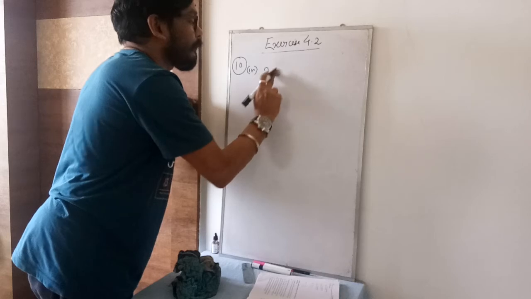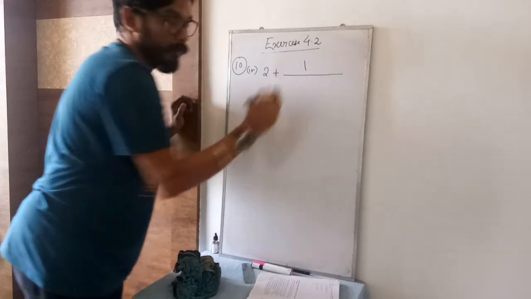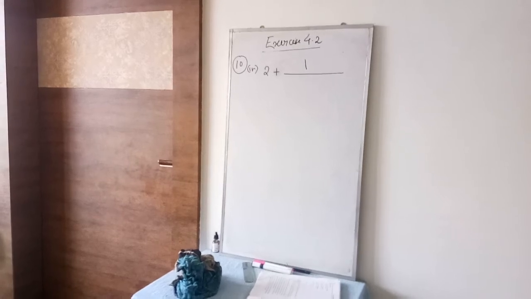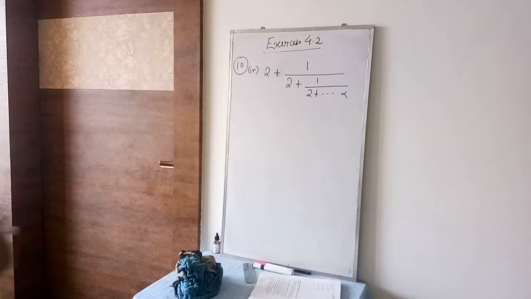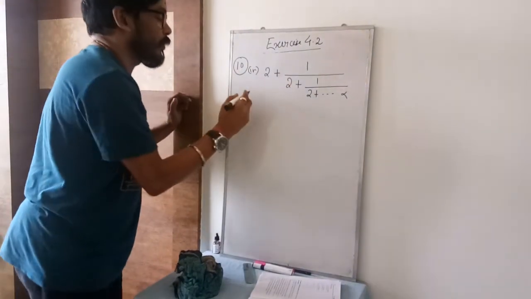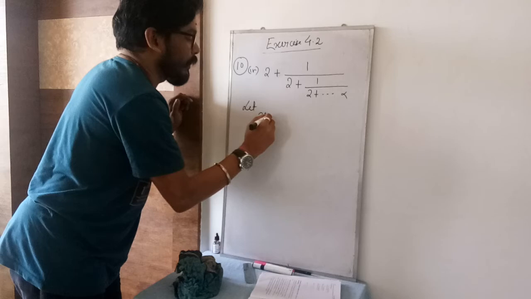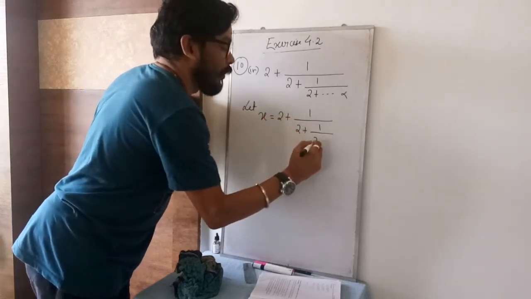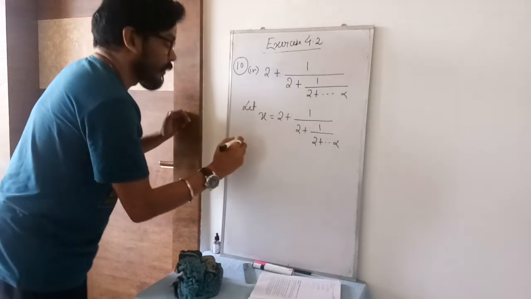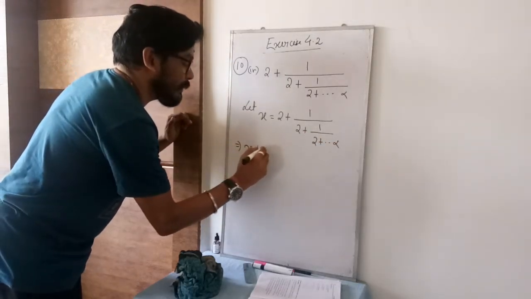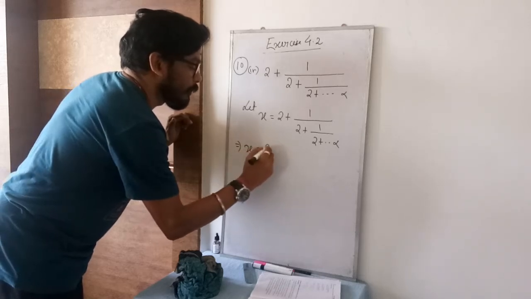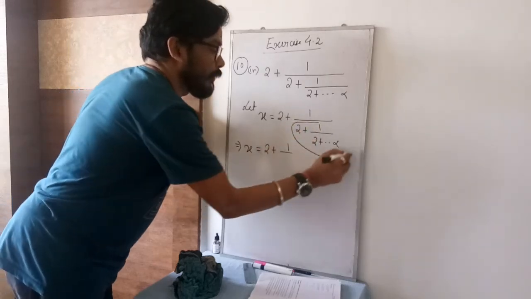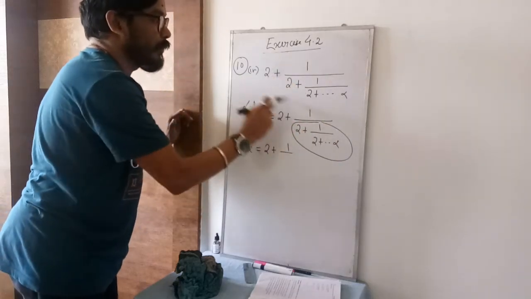So this is 10 Roman 4: 2 plus 1 by 2 plus 1 by 2 plus, and so on. In the same way I write here, let x equal to 2 plus 1 by 2 plus 1 by 2 plus infinity. Next step, x equal to 2 plus 1 by, and if you see this part, this is just exactly the question itself. This is 2 plus this.